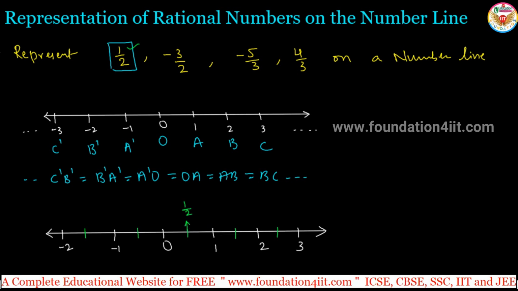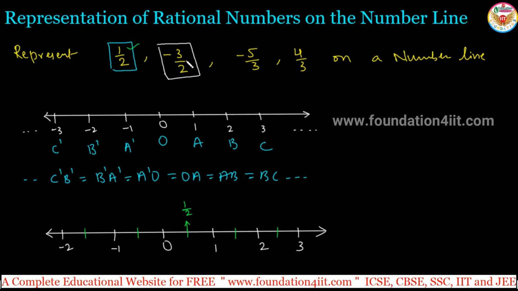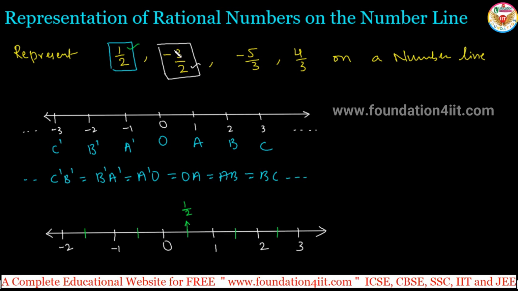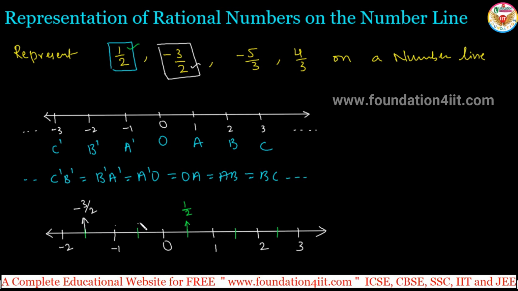And see the next one, minus 3 by 2. So minus 3 by 2 is a negative one. Here also the denominator is 2, right? So between every point, 0 to 1, 1 to 2, 2 to 3, according to the denominator, that many parts you make first. So already two parts are done. Now the numerator is minus 3. Minus 3 means from the 0, left side 3 points. So till here is 1, 2, 3. Now this is minus 3 by 2, right? This point is minus 3 by 2.